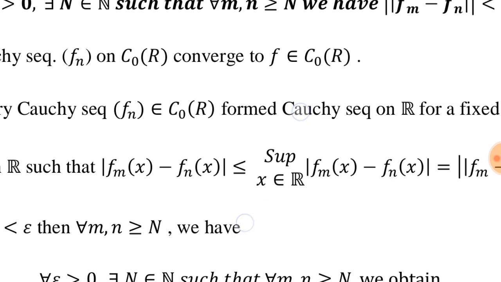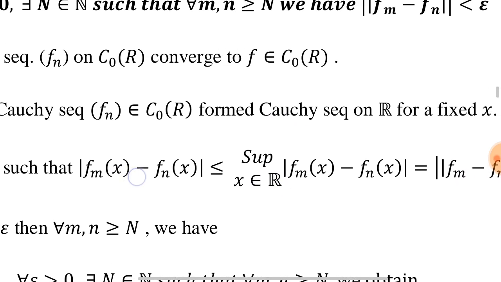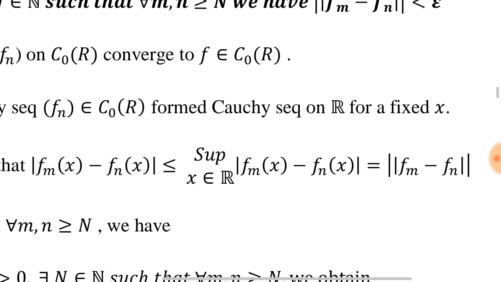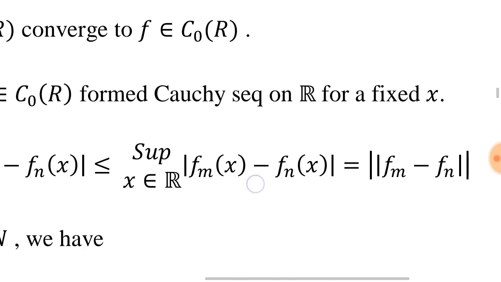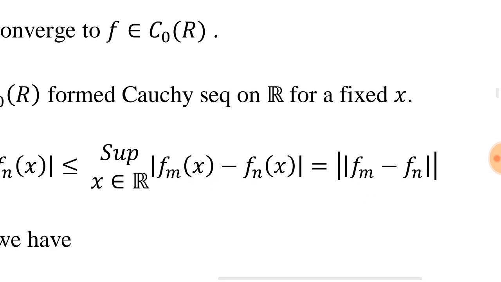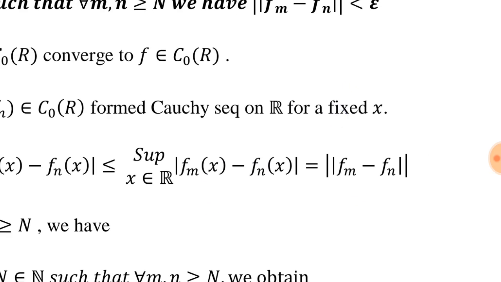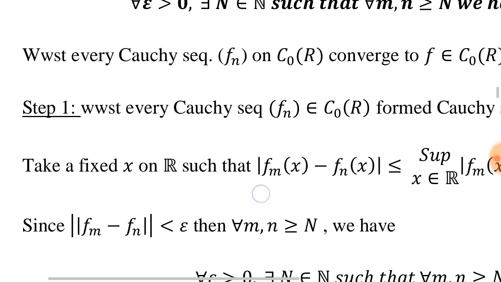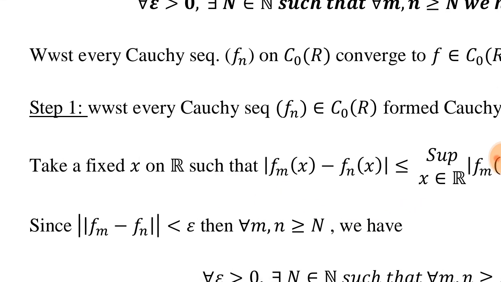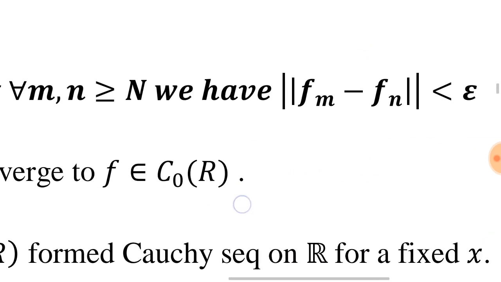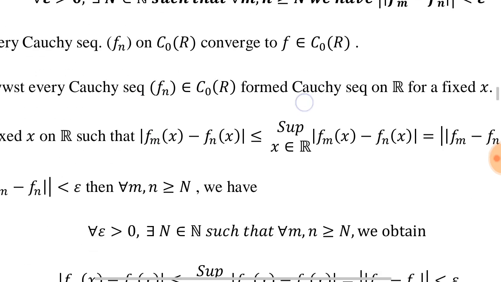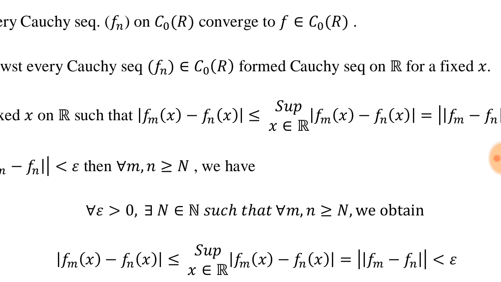Well, I guess it's pretty clear to see since this is the supremum of this, okay? And as you can see, this is equal to the norm of f sub m minus f sub n based on the definition of the norm itself. Now, since the norm of f sub m minus f sub n is less than epsilon, where do we have it? We have it from here, as I've explained before.